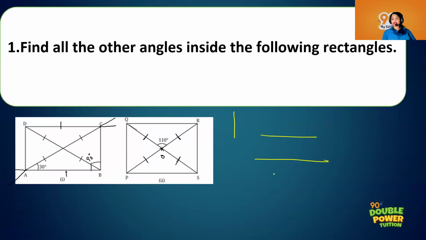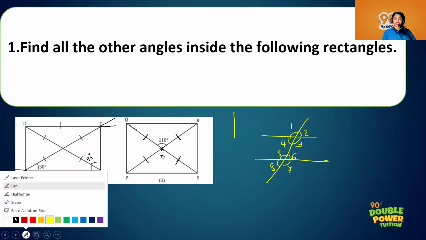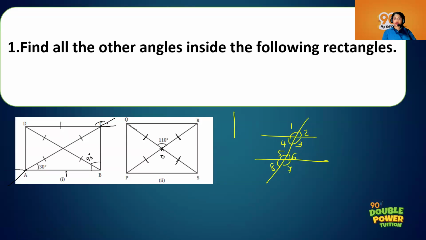Two parallel lines with a transversal line. Then this is angle 1, this is angle 2, this is angle 3, this is angle 4, this is angle 5, this is angle 6, this is angle 7, angle 8. All the odd numbers are equal. Similarly, if these are parallel lines, this is 1, 2, 3, 4, 5, 6. So this angle will be 60 degrees. All the odd numbers are equal and all the even numbers are equal.